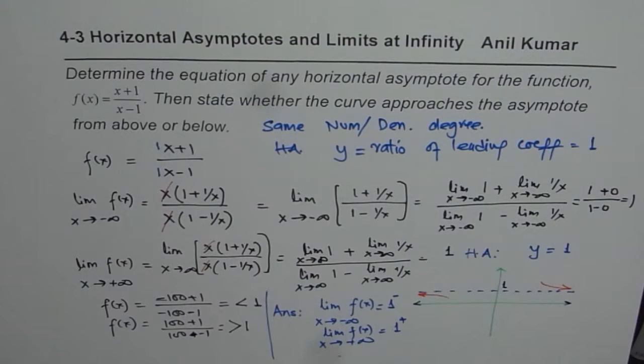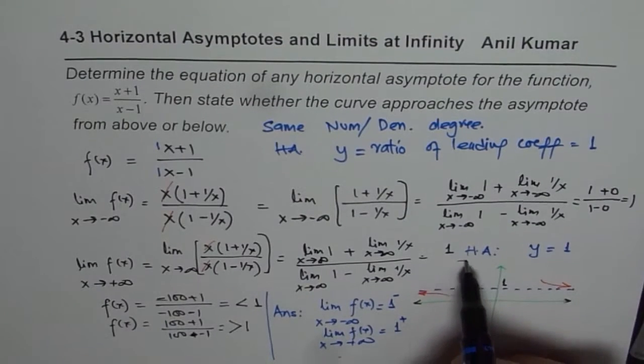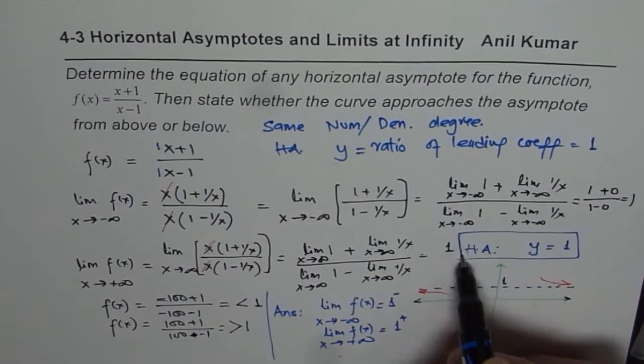So let us summarize what we have done in this particular video. We have basically learned how to find a horizontal asymptote. The horizontal asymptote is when x is approaching positive or negative infinity. If the function approaches a fixed value, then we say horizontal asymptotes exist, and y equals that value is the equation of the horizontal asymptote. In this particular example, y equals 1 is the equation of the horizontal asymptote, right? So that is the first part.